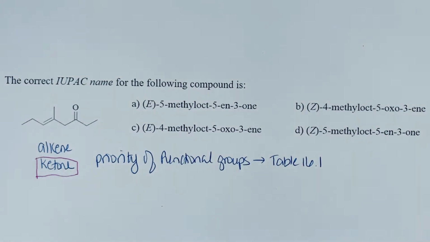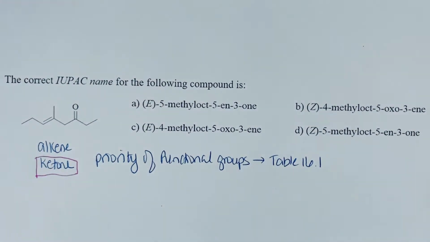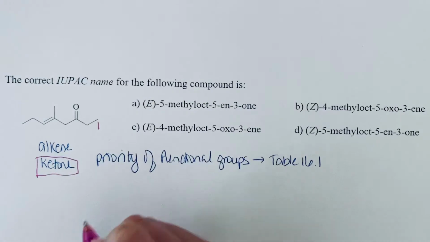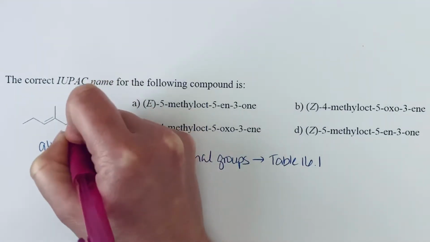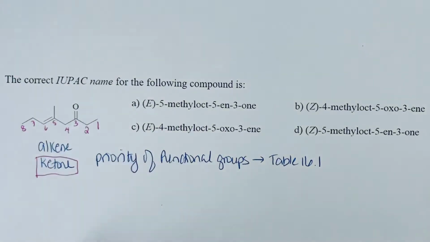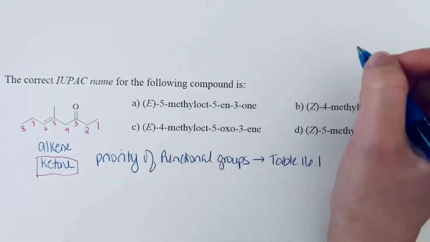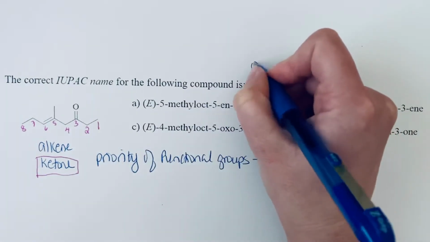That also means that we're going to number the chain so that the ketone is part of the parent chain and that it has the lowest possible number. So I'm going to start numbering from this side. I see 1, 2, 3, 4, 5, 6, 7, and 8. So my parent chain definitely has a 3 ketone. It's 8 carbon atoms, so it's an oct.